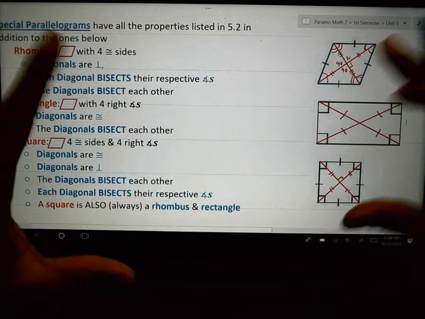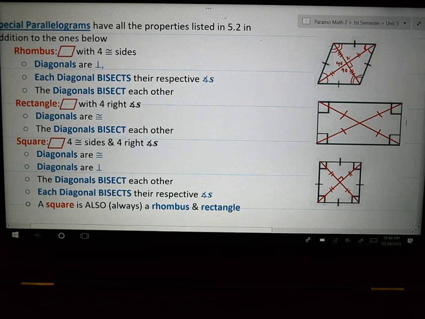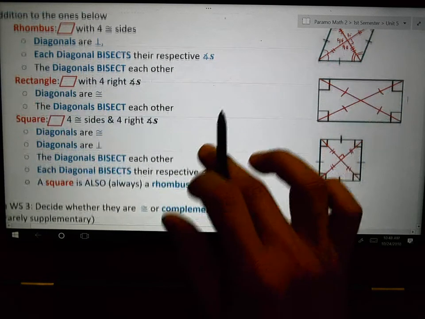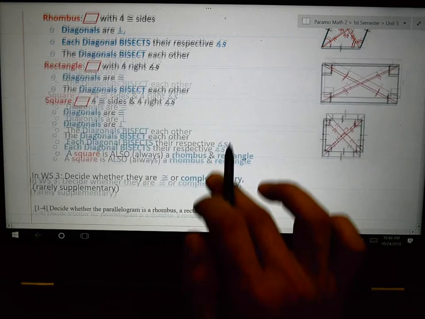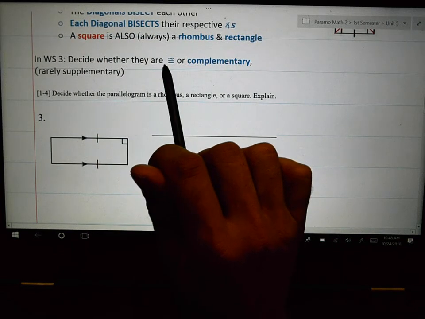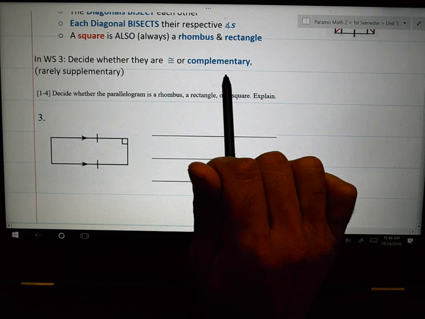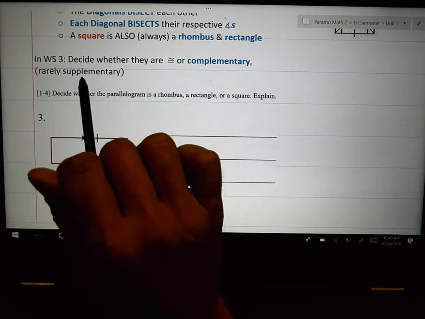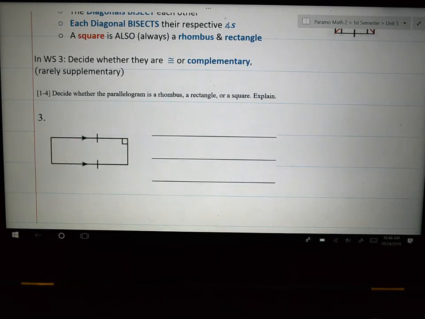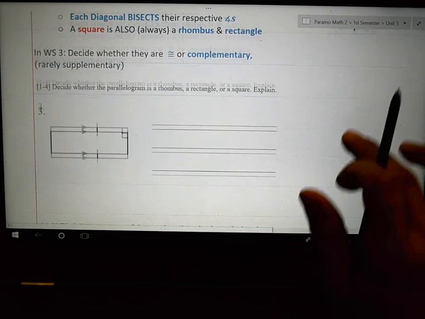So if I know those properties, I'll be able to answer every question that's in your homework. As a matter of fact, most of your homework questions, you're going to have to decide whether the things are congruent or whether they are complementary. It's rarely supplementary, but sometimes you might add to 180. It's possible. Okay, let's do some examples.